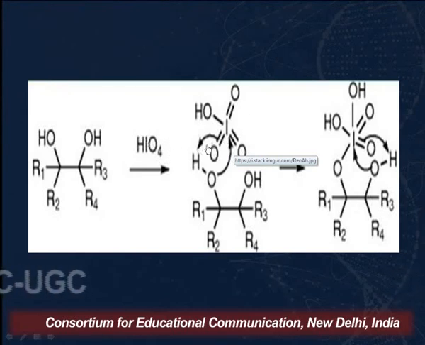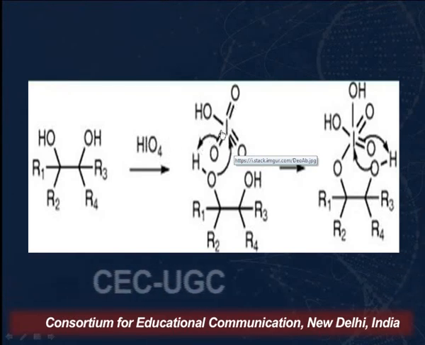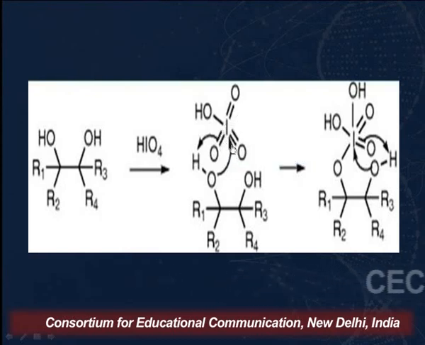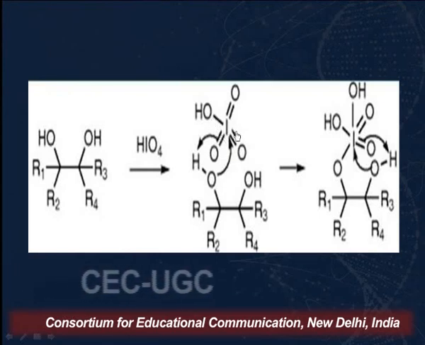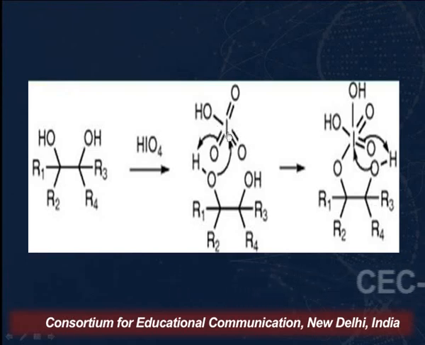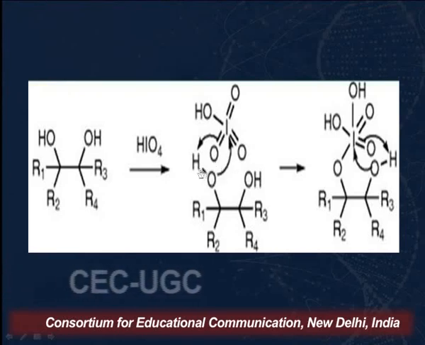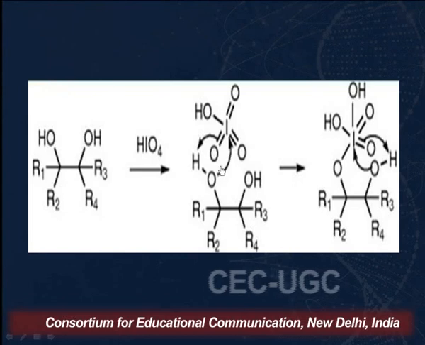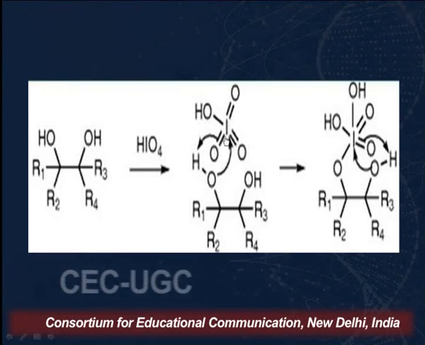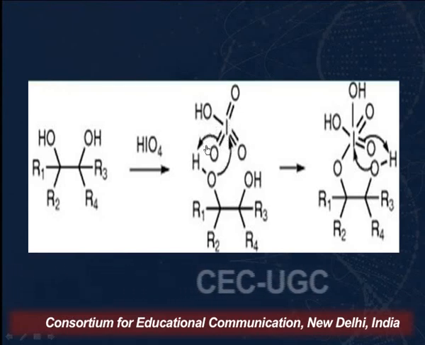But look into the structure of periodic acid. What we find here is that iodine is attached to three oxygens by double bonds, and then it is attached to a hydroxyl group by a single bond. Nevertheless, this iodine is electrophilic in nature, and this oxygen of the hydroxyl group is nucleophilic. Since it is electrophilic, this oxygen makes a bond with this iodine, as a result of which these pi electrons move on to this oxygen.